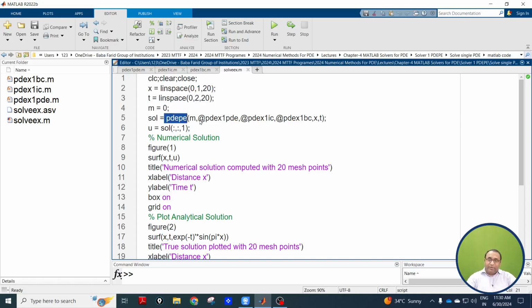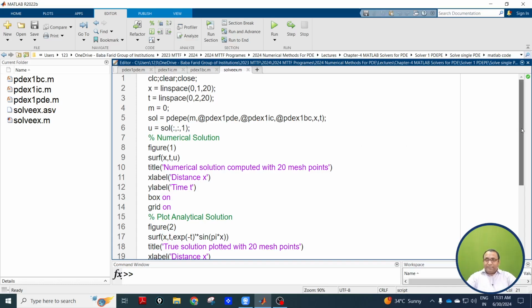Here we will call the function pdepe. This is the MATLAB solver, and these are the respective input arguments for this pdepe solver. The value of m is 0, and this is the first given .m file, which is used for the partial differential equation. This will handle the initial condition, this will handle the boundary conditions, and after solving this partial differential equation, the values will be stored at this place. u is equal to sol(:,:,1).